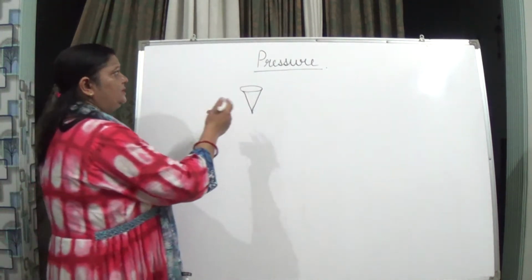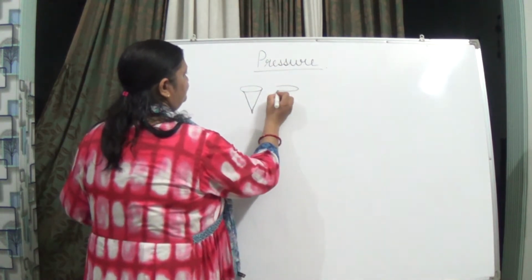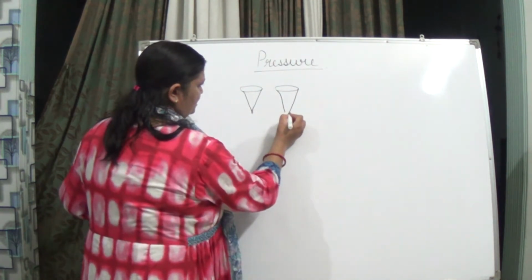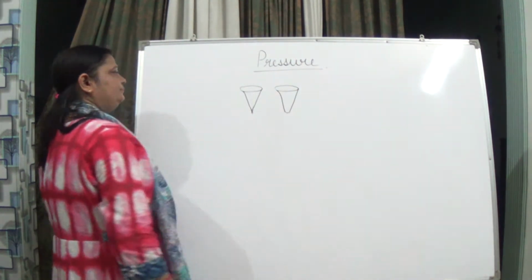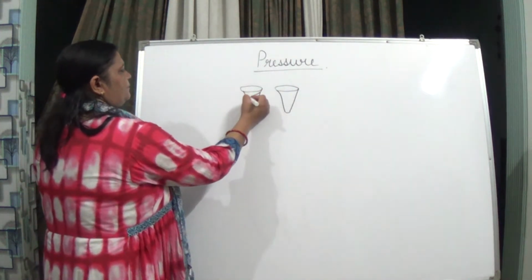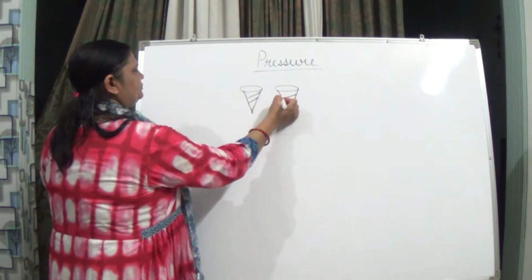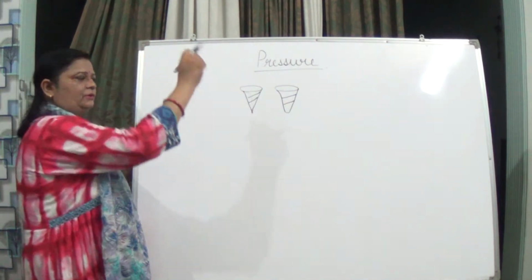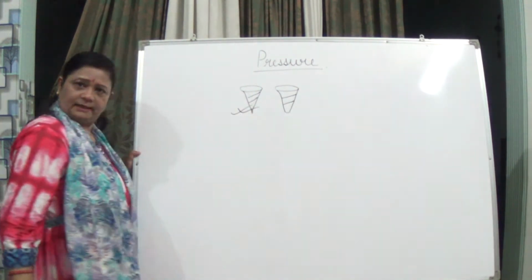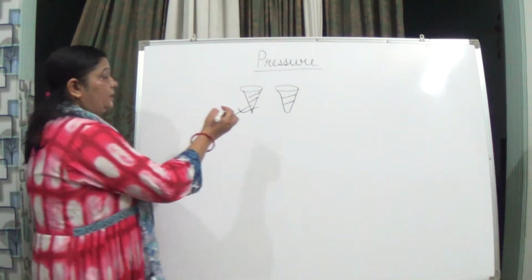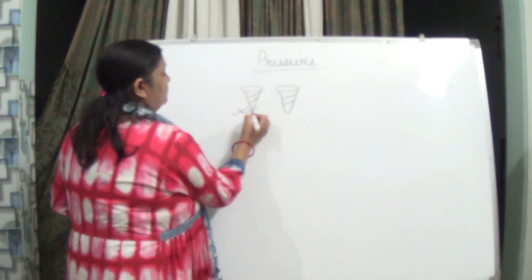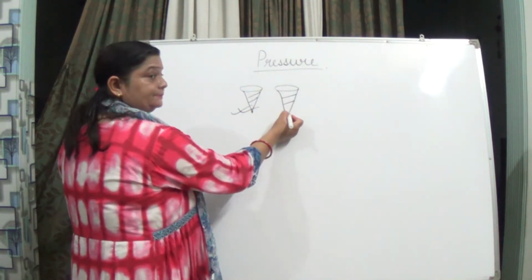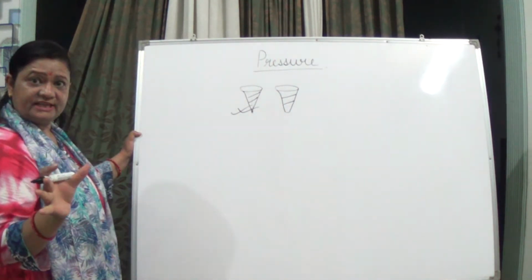Suppose it is not pointed, it is in this form. You take these two and try to hammer them on the wall. Which one will be fixed on the wall first? This one, isn't it? Why does this happen? Here, the area in contact with the wall is too small. Here, it is more, isn't it?